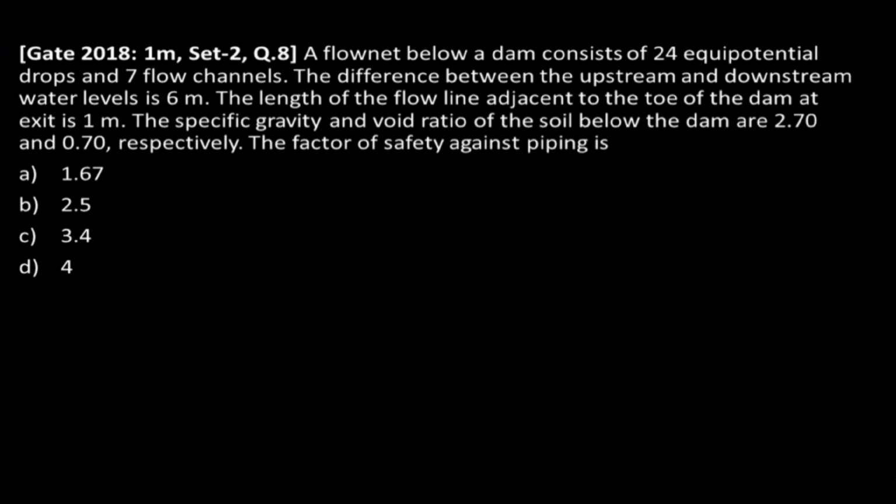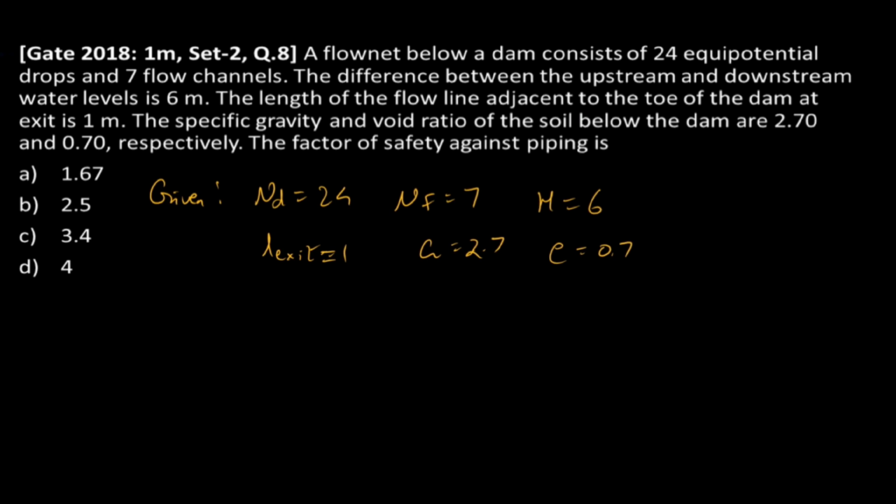In this question, let us write down the given data. They have given that number of equipotential drops ND is equal to 24, number of flow channels is 7, difference between upstream and downstream, that is head loss, is equal to 6 meter, and length of flow line adjacent to the dam exit, that is L exit, is equal to 1 meter, and they have given the specific gravity as 2.7. Also void ratio is 0.7. And now they are asking us to find out the factor of safety against piping.